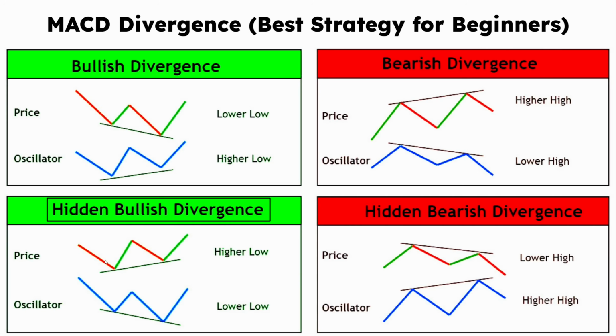When we talk about bullish divergence, we're always looking at the lows. But for the hidden bullish divergence, what we want to see now is the price print one low and then a higher low, while at the same time we want the MACD to print one low and then a lower low. So as you can see, this is pretty much the opposite of the regular bullish divergence. Let's take a look at an example.